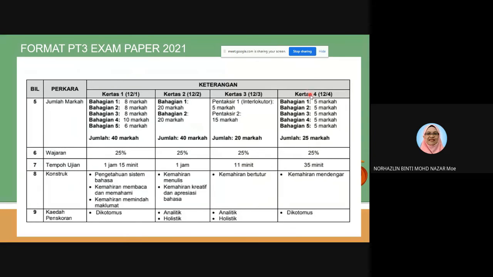Okay. Paper 4, okay, all the sections. Nampak tu? Each section 5 marks. Sama je markah dia. Okay, total 25 marks. Okay, duration for this paper 35 minutes. So tolonglah hafal. Paper 1 40 marks, 1 hour 50 minutes. Paper 2 40 marks, 1 hour. Yang ni berapa minit? Okay, section 4 35 minutes.